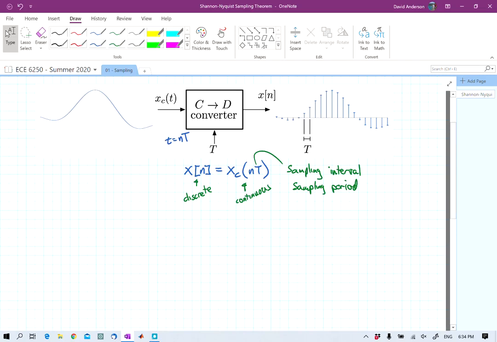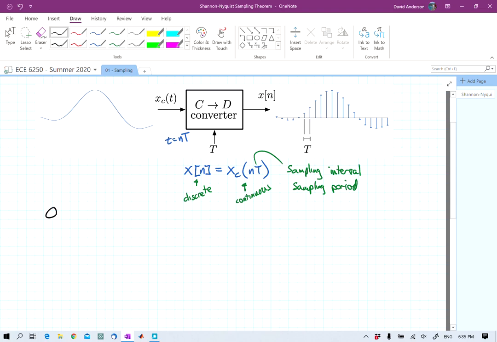The other really big reality is that analog signals, when converted to digital signals in real life, have a finite number of bits in their representation. So the amplitude is quantized. But for now, let's start with the ideal case, and we'll deal with other issues as we go along.